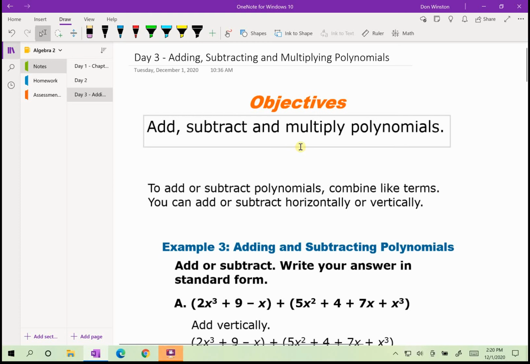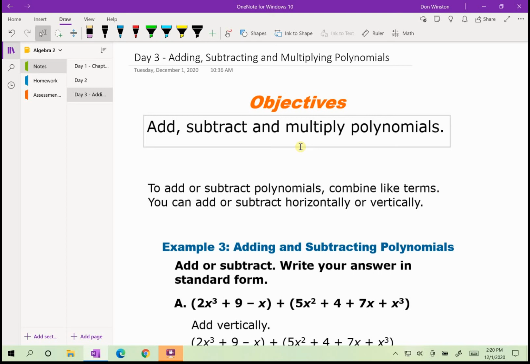Okay, good morning everyone. Today's an easy day. Today we'll look at doing things you have done often: add, subtract, and multiply, but we'll be adding, subtracting, and multiplying polynomials. You have added and subtracted polynomials before, so a lot of this will not be new to you.